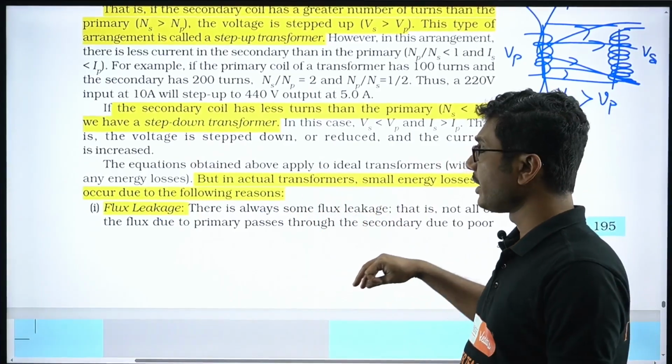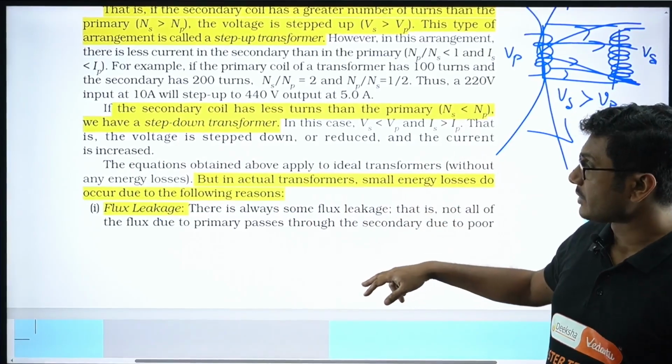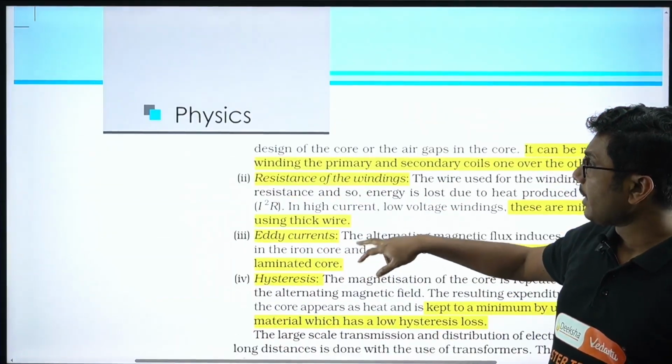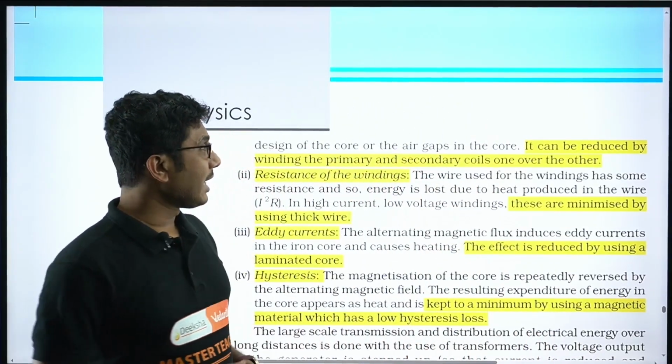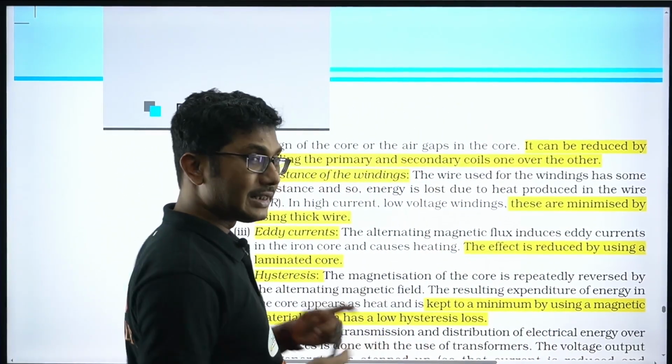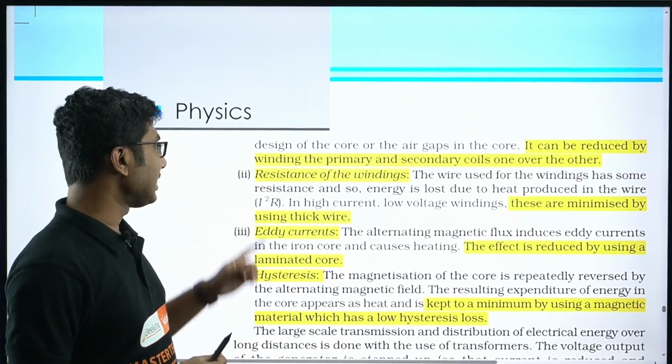These are important points. Based on that, objective questions might come. That's why these are included. Again, it can be reduced by winding the primary and secondary coils one over the other. So basically, the way I said, if you make them coaxial, you can reduce the flux leakage.